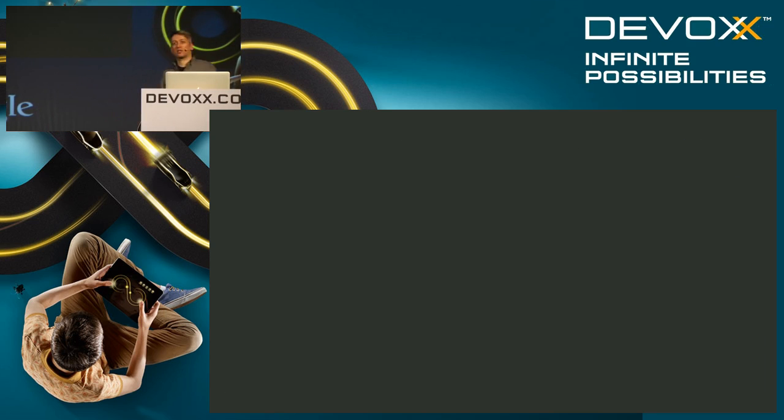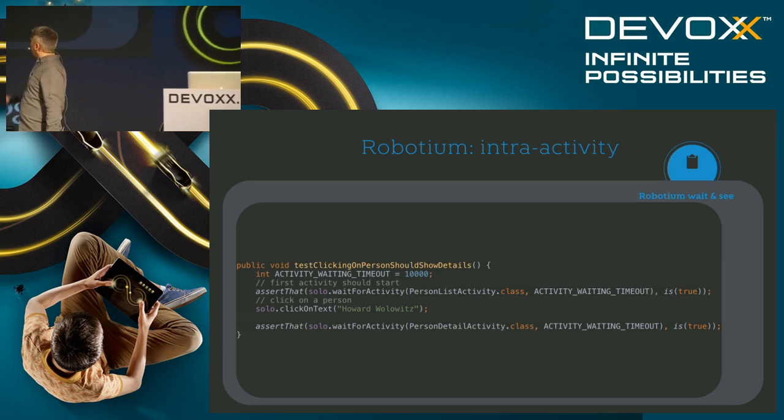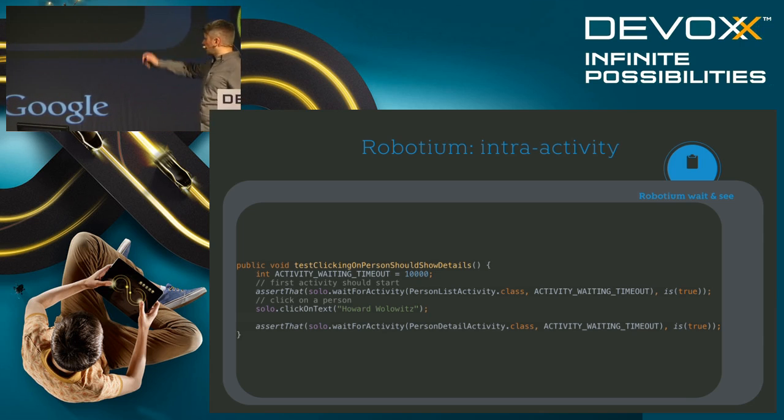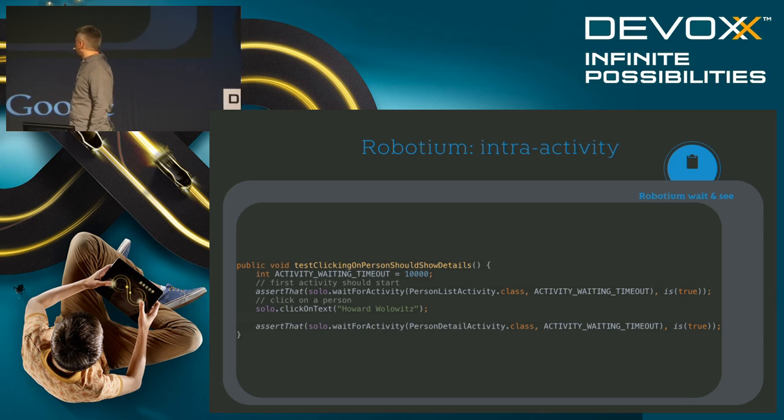Let's say you want to test what is happening between activities. I can do that with Robotium, and quite easily. So you see that I can assert. And then, for instance, what Robotium will do is you can do methods like wait for activity, and you can see if it's showing up.